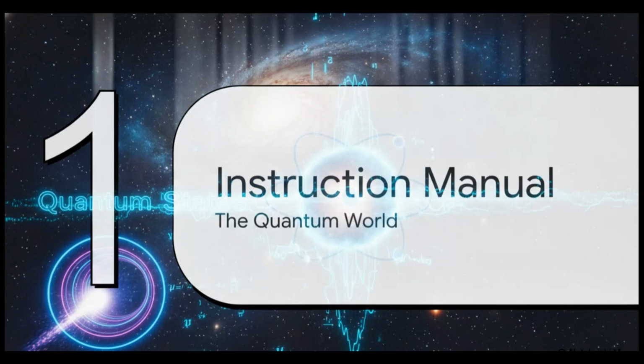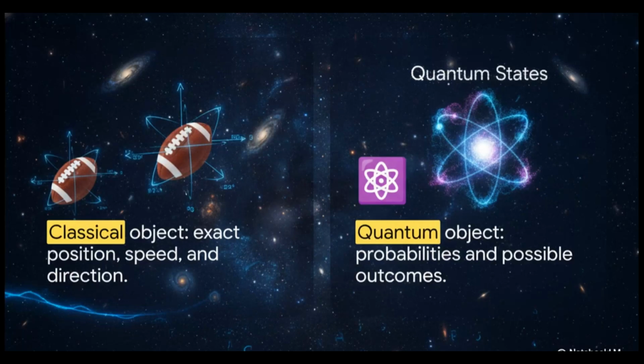Part 1. The Quantum Instruction Manual. Okay, let's contrast the everyday world we live in with the bizarre microscopic world. In our normal, everyday life, describing an object is super easy. Take a football. You can point to its exact position, measure its speed, and know its exact direction. Once you have those numbers, boom, you know its definite state.